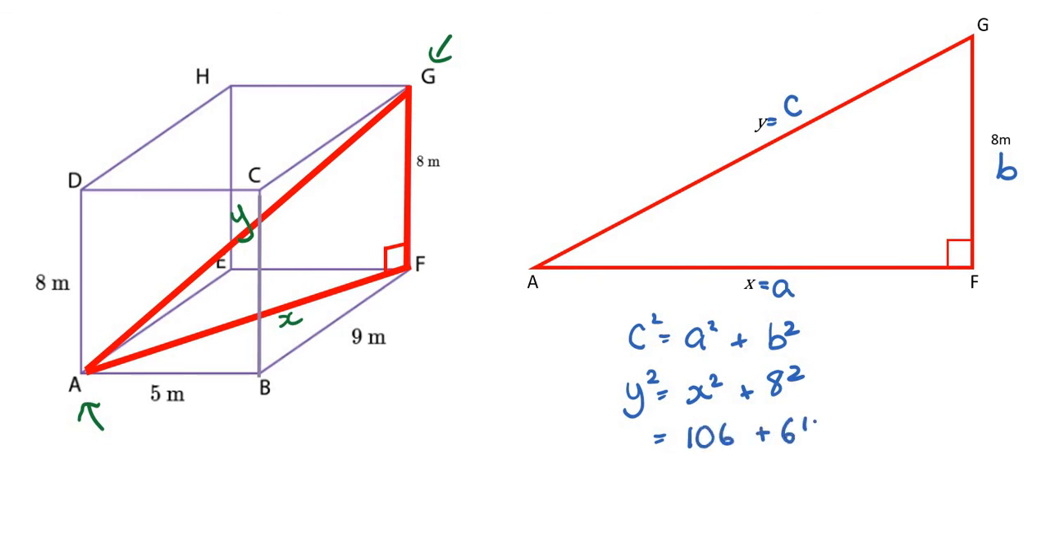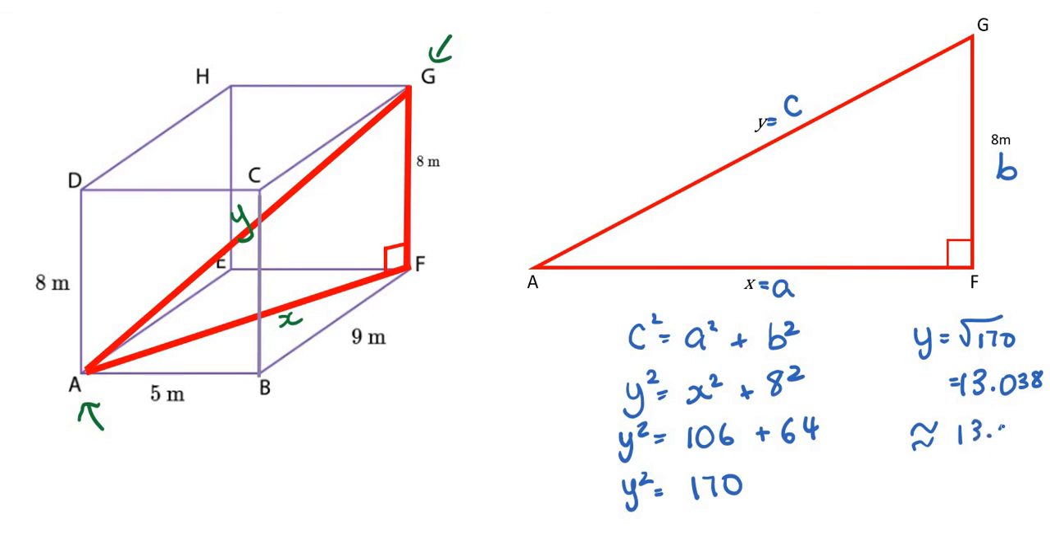8 squared is 64 to give us y squared. So y squared equals 170, and therefore y is going to be the square root of 170, which is 13.038, or I'm going to say approximately 13.04 metres if I've done it to the nearest centimetre.